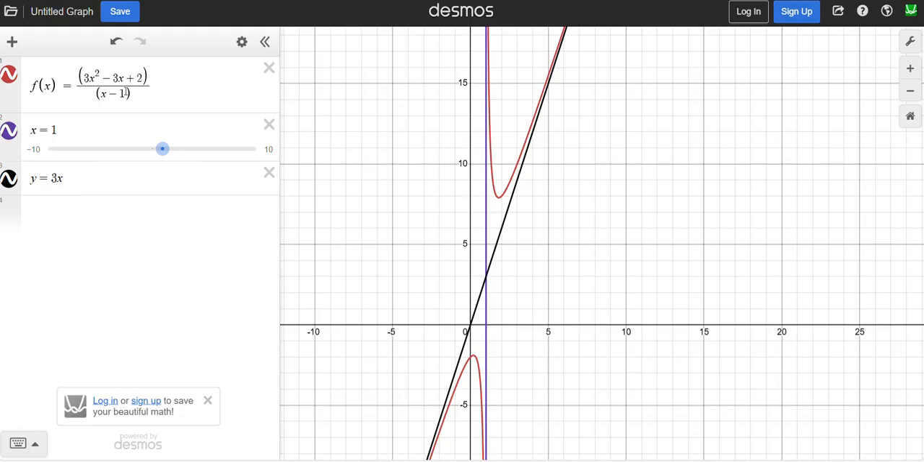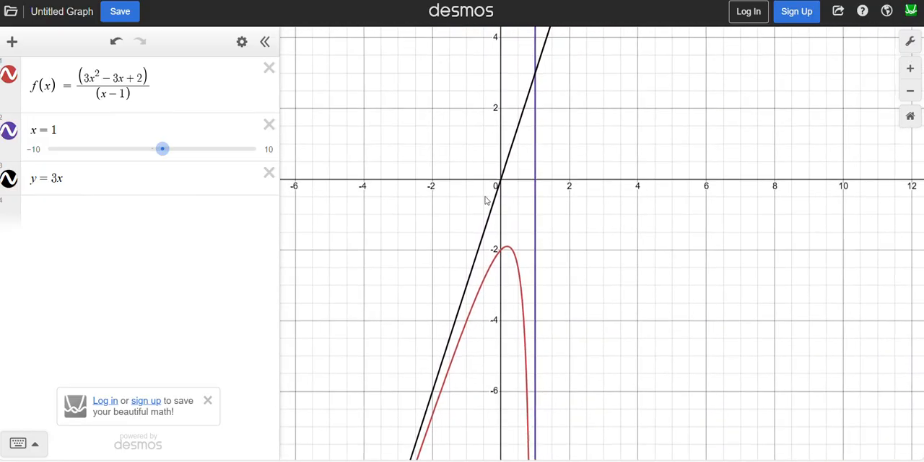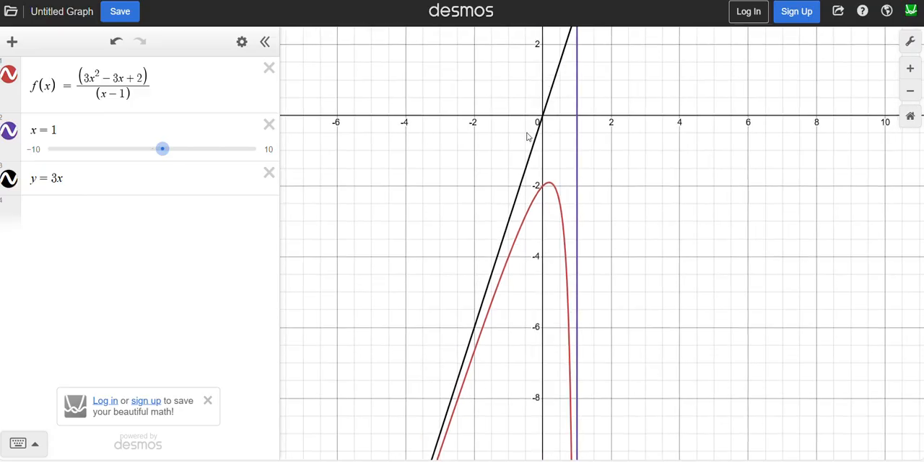But when x is less than 1, the denominator becomes negative. A positive numerator divided by a negative denominator will give you a negative. So that tells us that in the region where x is less than 1, f of x is going to be negative, below the x-axis. And that fits this curve that Desmos graphed for us.